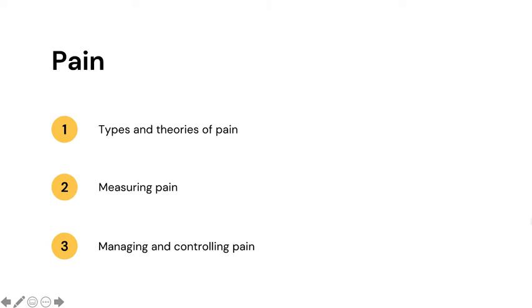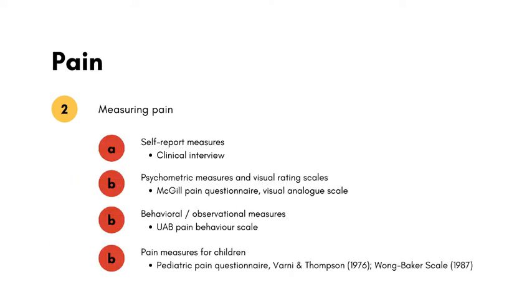In this video, I'll be talking about the second subtopic under pain, which is measuring pain. In the last video, I talked about types and theories of pain. For types of pain, we looked at organic and psychogenic, and acute and chronic, whereas for theories of pain, we looked at specificity theory and gate control theory. So this video will be the second subtopic, which is measuring pain.